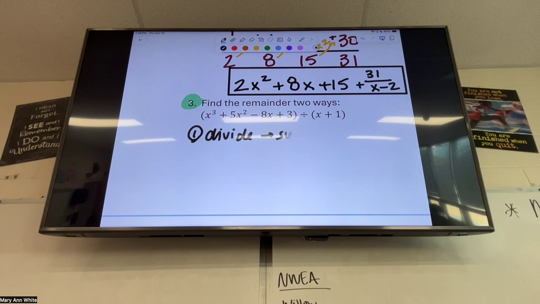I usually find that you guys enjoy synthetic division more. So we're going to synthetically divide. I think it's more fun. It's more like a game, isn't it? Yeah, it is. And then the second way is to plug in the number from my factor. So if it says divide by x plus 1, we're going to plug in this case, x equals -1.